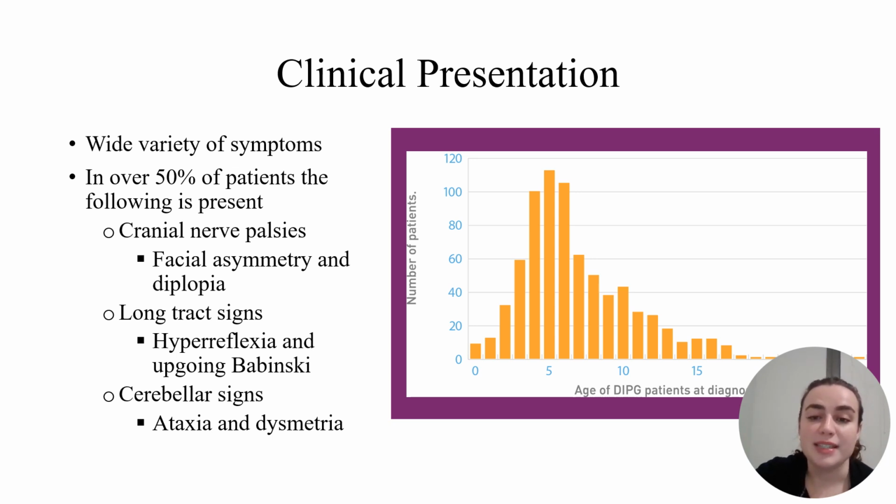Given that DIPG progresses very, very rapidly, it's usually about 1 month from the onset of symptoms to the time of diagnosis. And about 10% of kids, at the time of diagnosis, present with obstructive hydrocephalus. But obstructive hydrocephalus is usually a sign of the end stage of DIPG, so it's a very unfortunate symptom to have and present with.